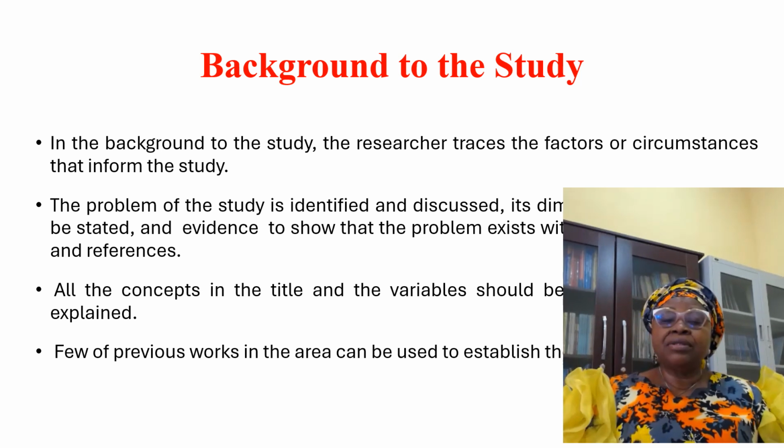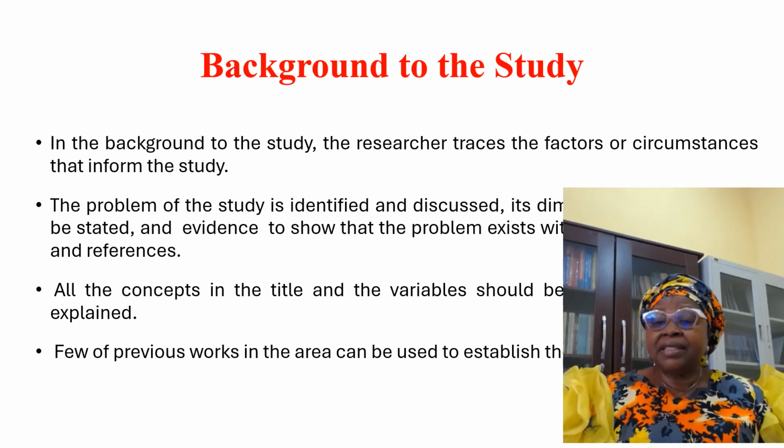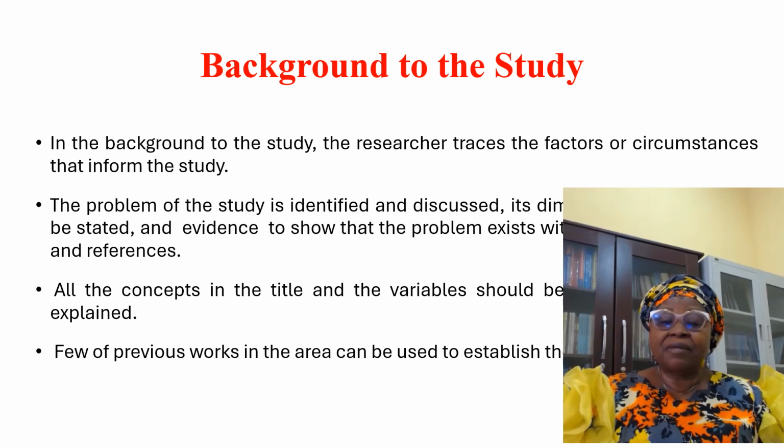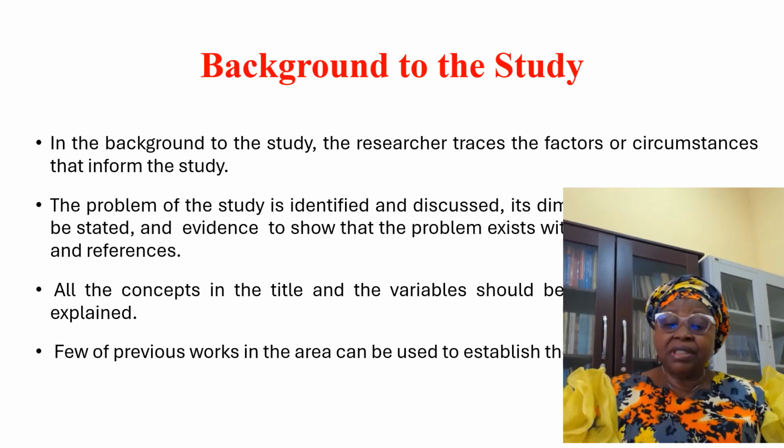We now have background to the study. In the background to the study, the researcher traces the factors or circumstances that inform the study. The problem of the study is identified and discussed. Its dimensions or history can be stated, and evidence to show that the problem exists, with appropriate citations and references. Here, all the concepts in the title and the variables should be identified, defined, or explained. A few previous works in the area can be cited. We normally use it to establish the gap the study wants to fill.